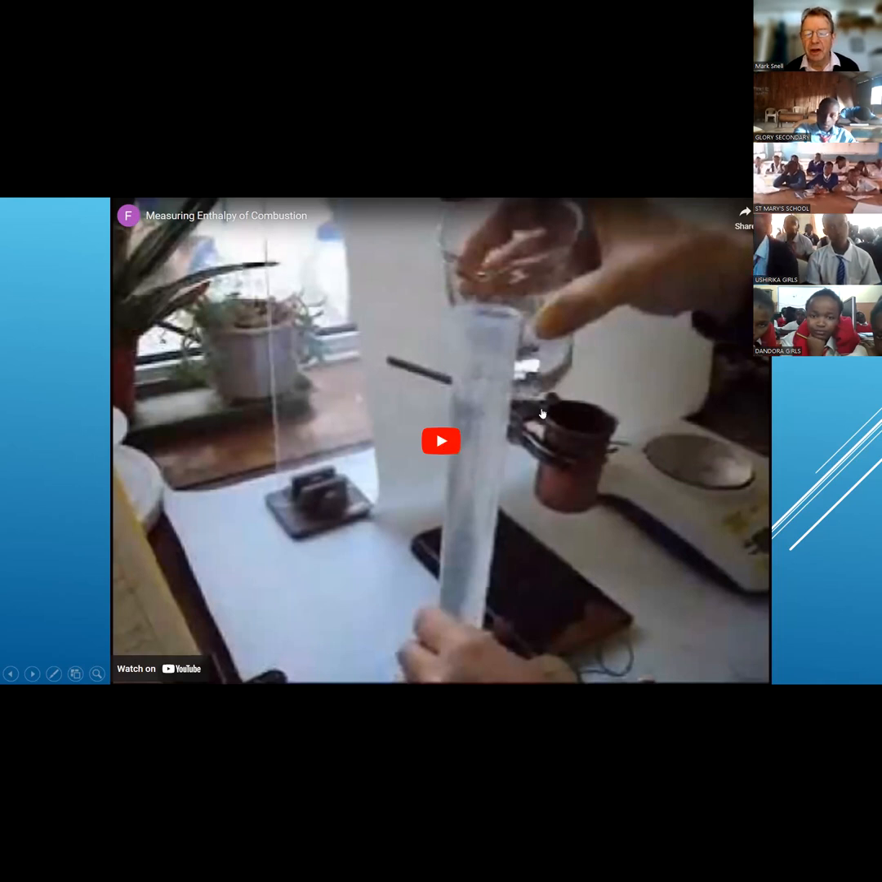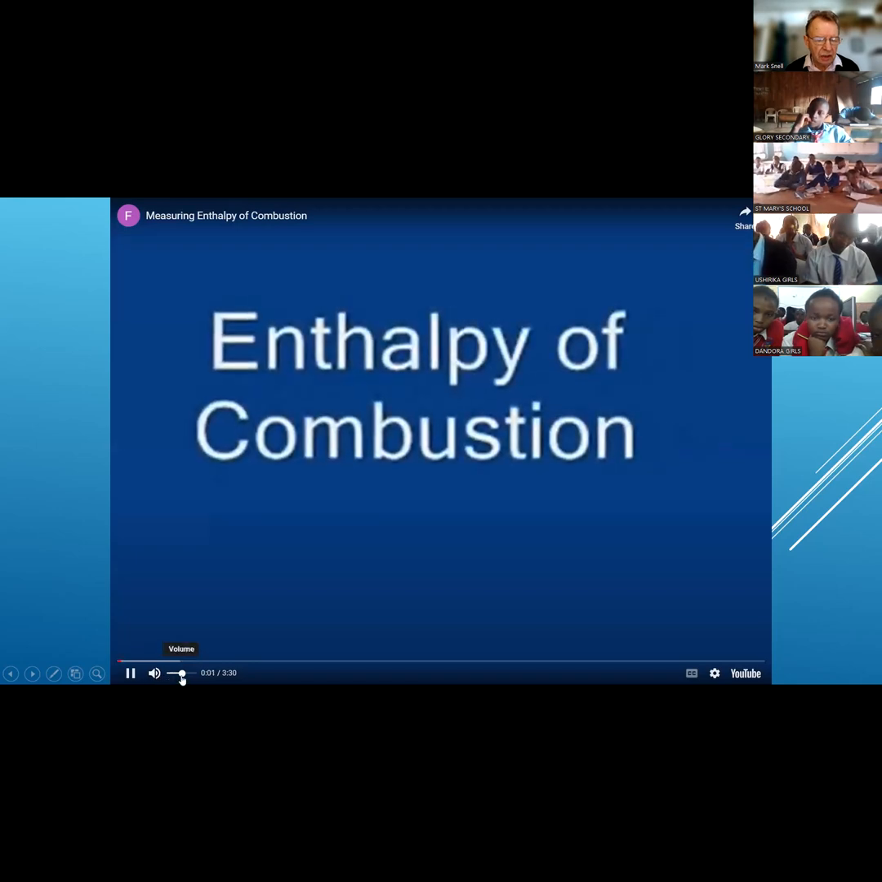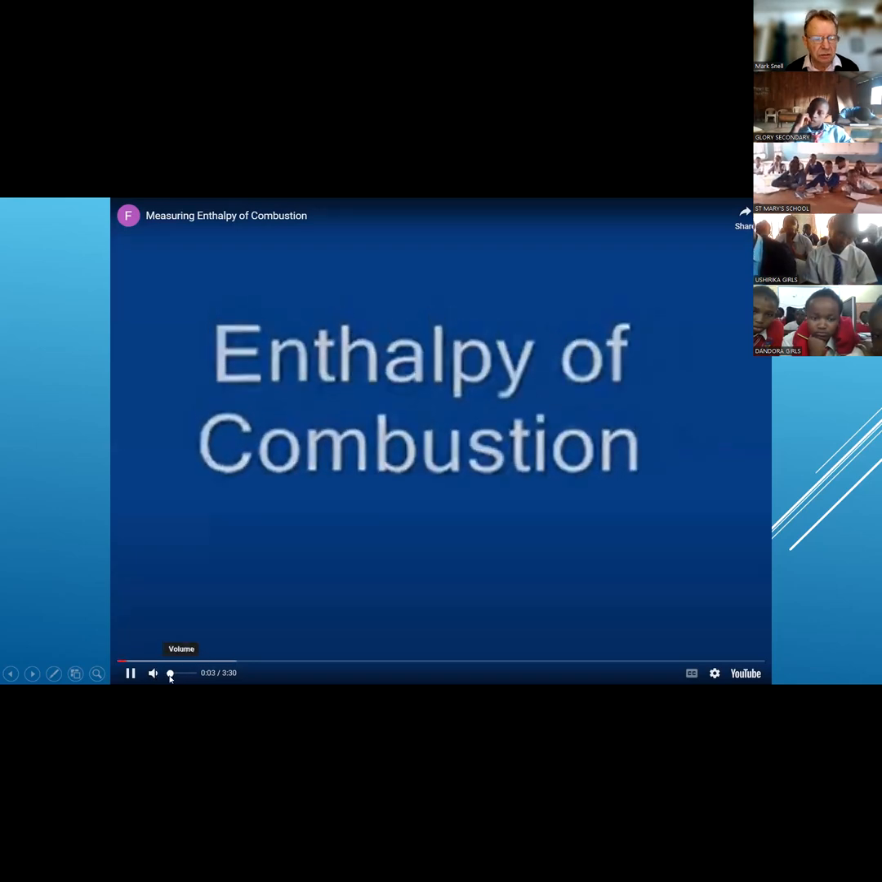This is called a copper calorimeter. It's like a beaker made of metal, so it conducts the heat better. But a Coke can is just as good. All you would need is a thermometer, some way of measuring the volume of water, and some way of weighing whatever is being reacted. So here it is. I'll turn the volume off because there is no need to listen to them.